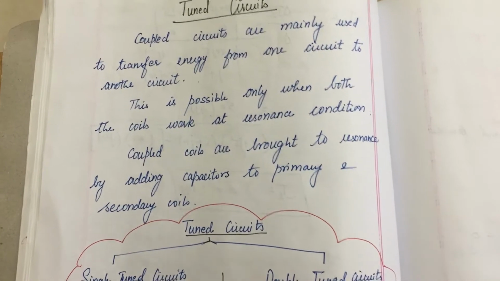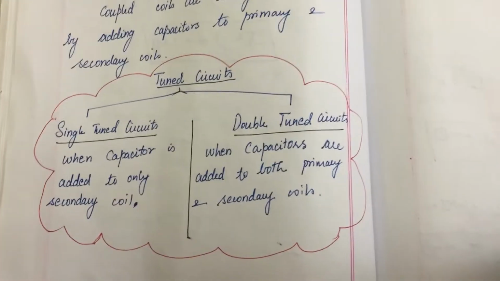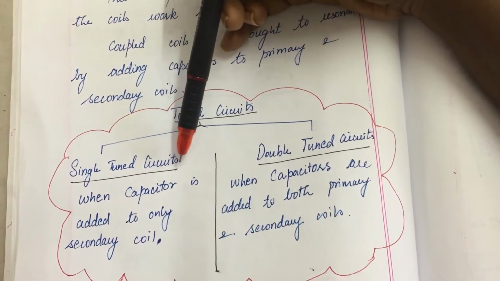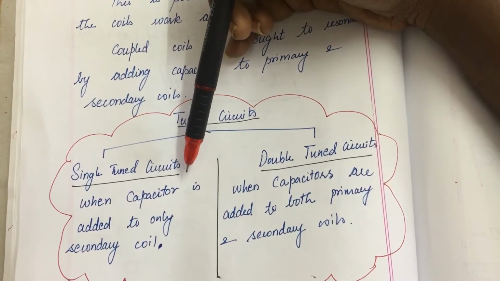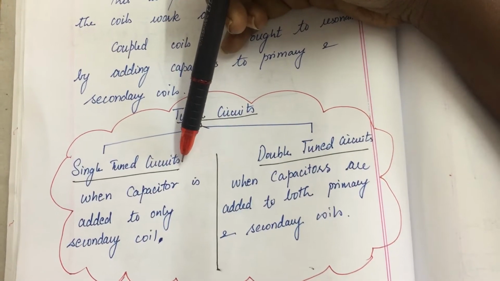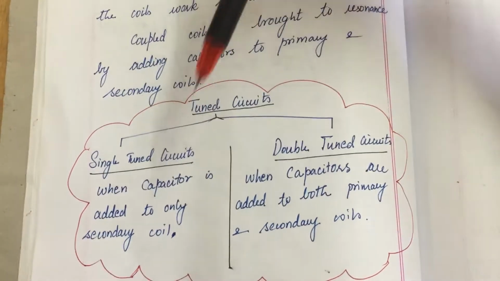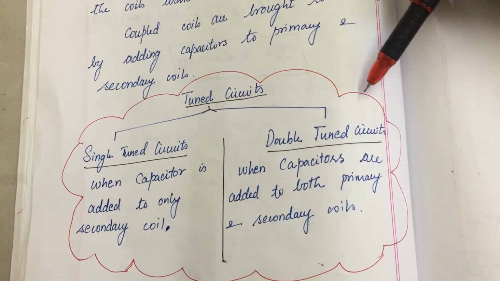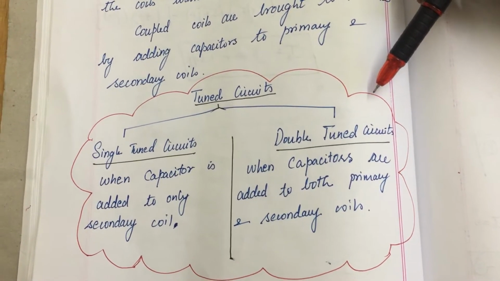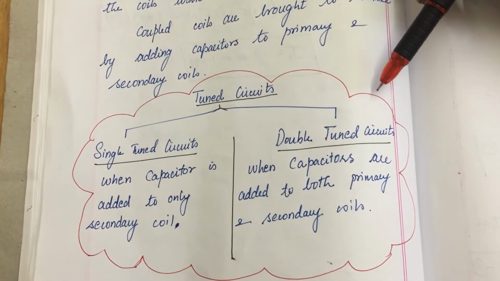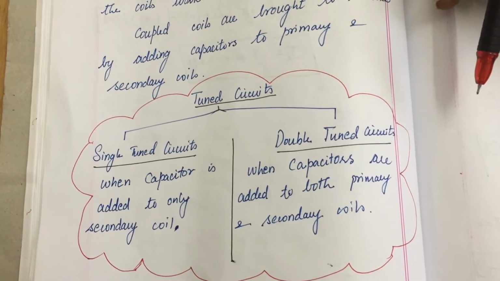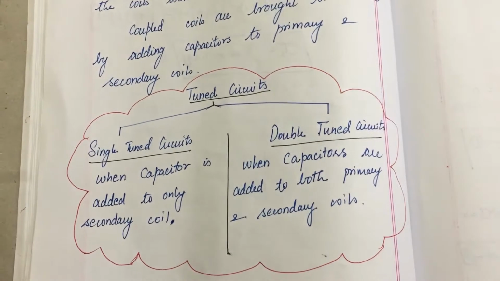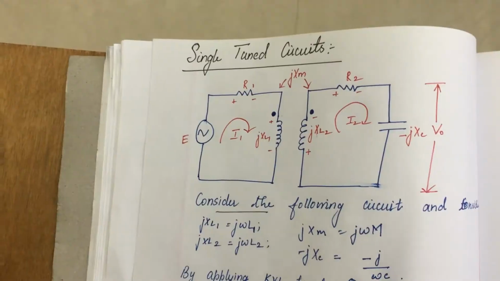Now let us see the difference between single tuned circuits and double tuned circuits. In a single tuned circuit, the capacitor is added only to the secondary coil. Whereas in a double tuned circuit, the capacitor is added to both the primary and secondary coils. In our syllabus, we have only single tuned circuits, so let us go through single tuned circuits in this lecture.